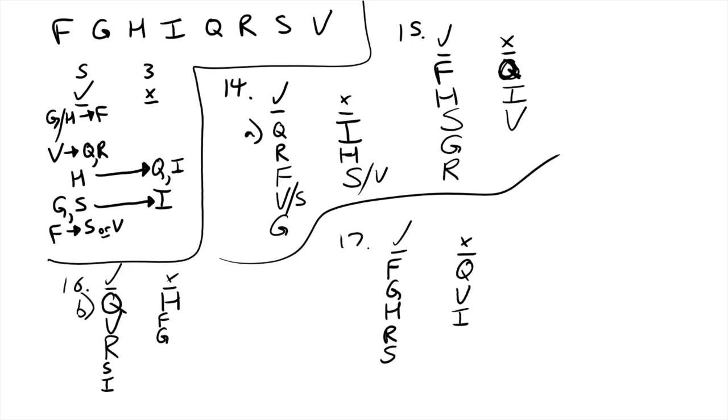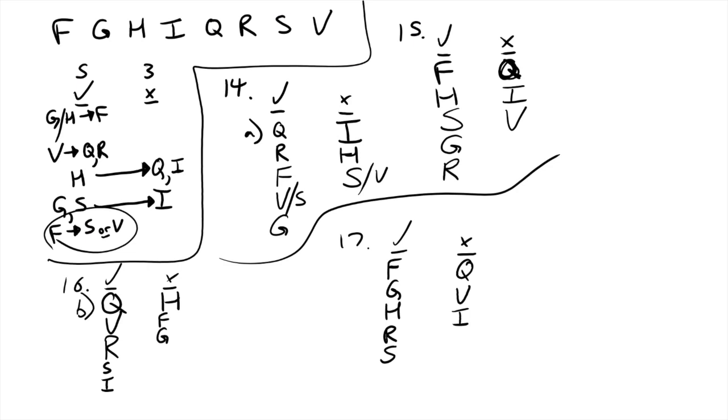We'll go through the rules one by one. Rule number one, we triggered, right? We put G and H in, and we put F in, so that's fine. Rule number two, we did not trigger, so that's fine. Rule number three, we triggered and followed. We put H in, and Q and I are both out. Rule number four, we triggered and followed. We put G and S in, and we put I out. And finally, rule number five, we also triggered. We put F in, but we also followed it.